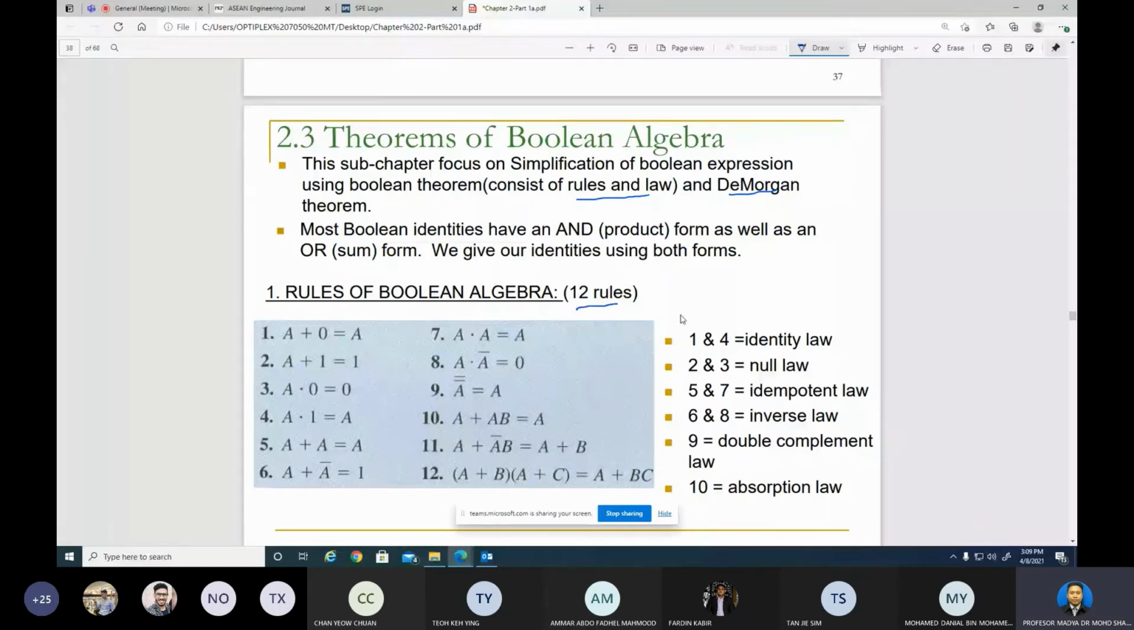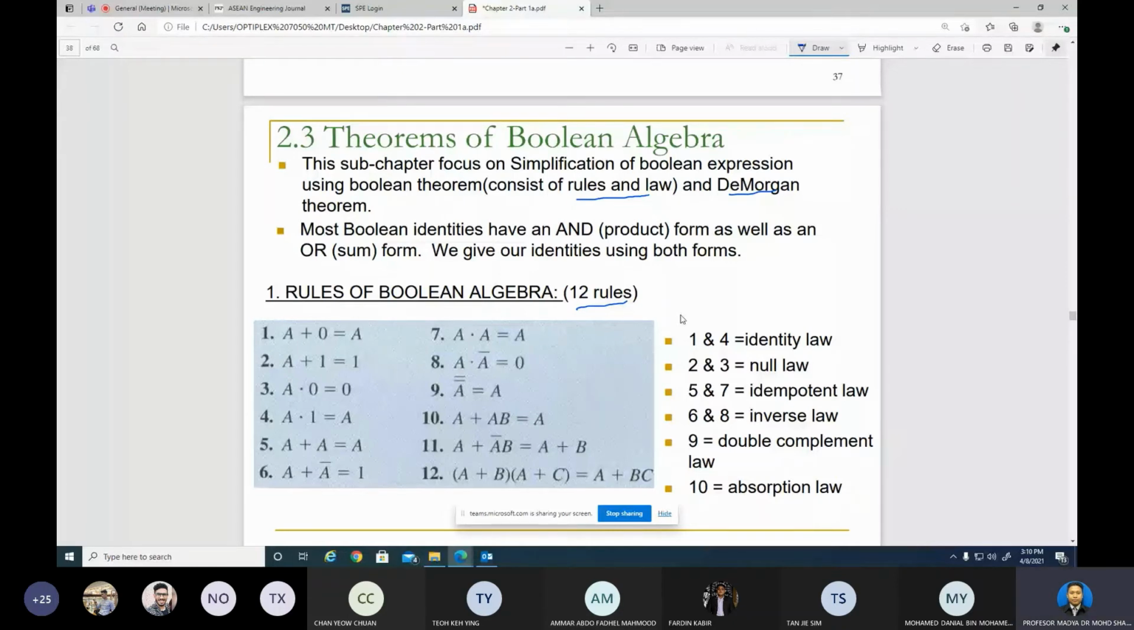So this one, no need to memorize. Normally on the final exam or the midterm we are given this table. No need to memorize these formulas because normally they are given for the midterm and the final. For example, rule number 1. We have 12 rules. That's why no need to memorize, but you have to know how to use them to simplify the Boolean expression.